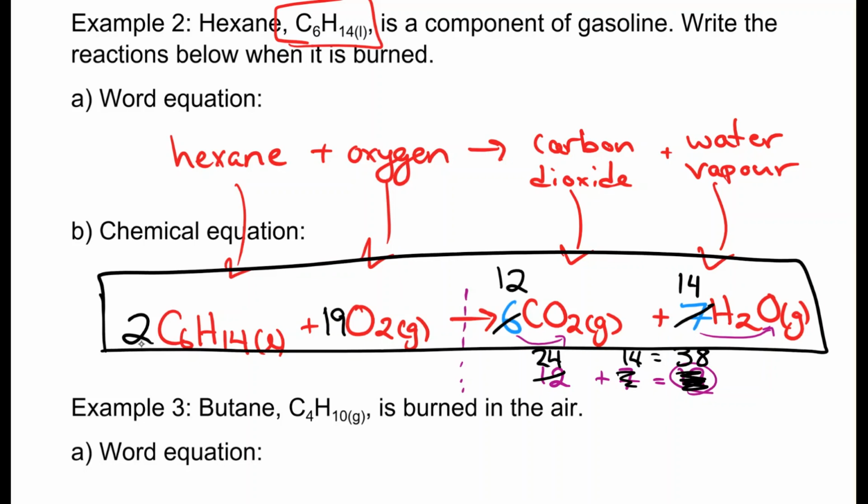What's going on is we're taking 2 hexanes and reacting it with 19 oxygen molecules to make 12 carbon dioxide molecules and 14 water molecules. Perfect, no problem.